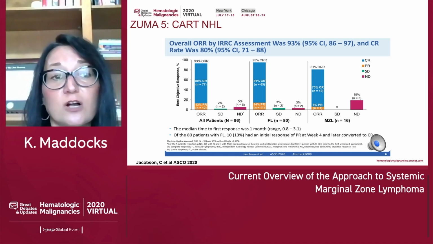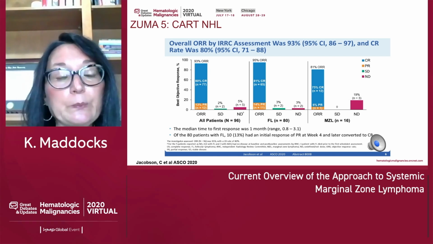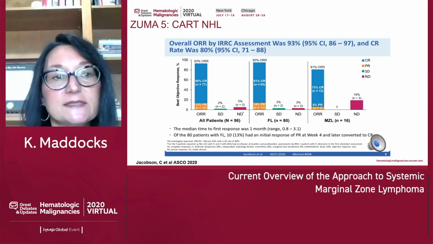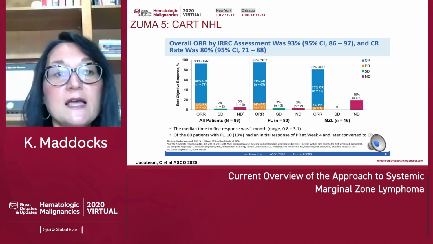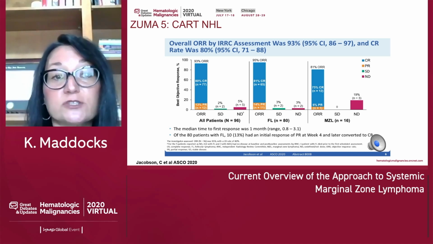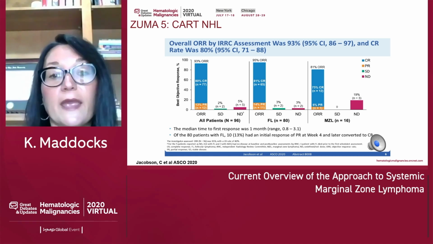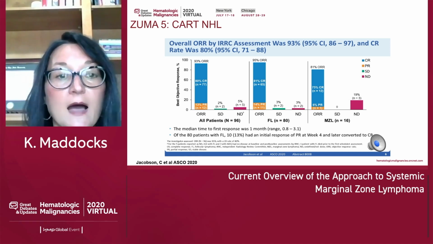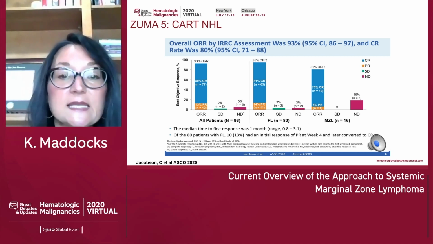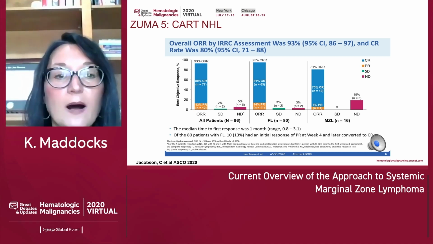So these were results actually just very recently presented at the American Society of Clinical Oncology. This was the ZUMA 5 study that looked at chimeric antigen receptor T cells in, again, indolent non-Hodgkin's lymphoma. This included both follicular and marginal zone lymphoma. There were a total of 96 patients enrolled, 16 of those with marginal zone lymphoma.